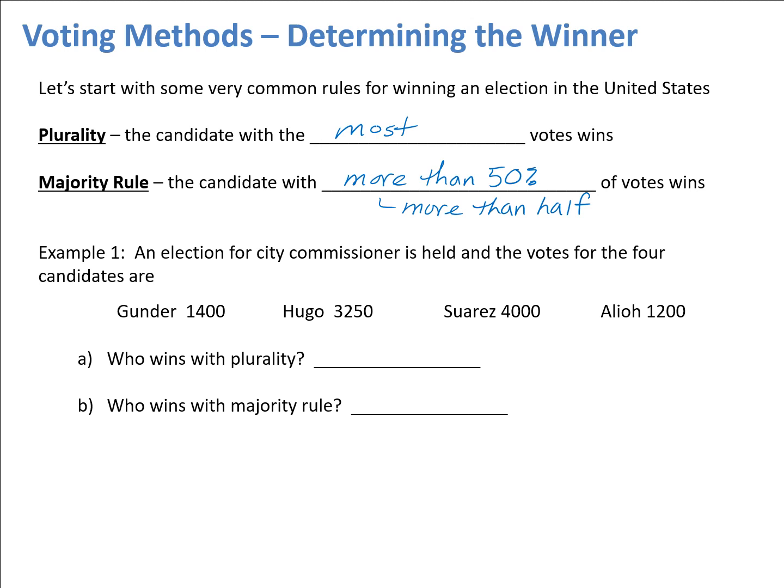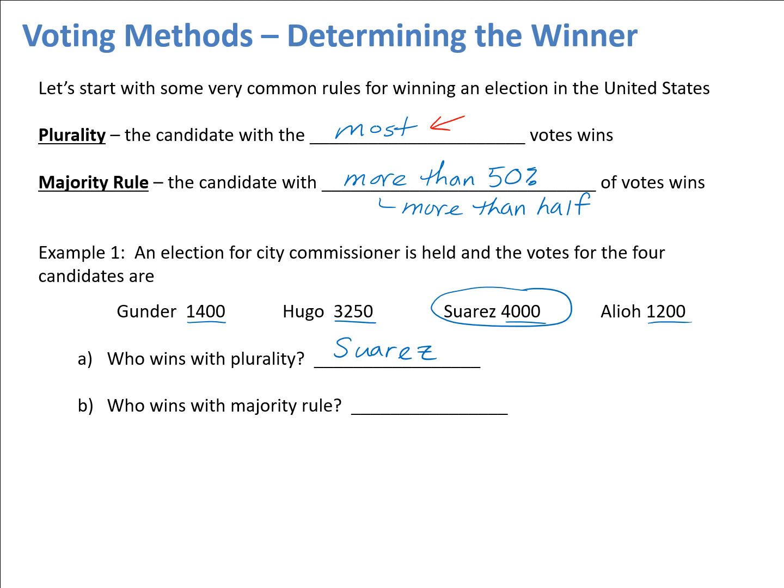Okay, so let's look at an example. An election for city commissioner is held, and the votes for four candidates are: Gunder gets 1,400, Hugo gets 3,250, Suarez gets 4,000, Aleo gets 1,200. Who would win with plurality? Well, plurality is all about who has the most votes. So when we look at who has the most votes, Suarez has more than anyone. So Suarez would win if we were looking at plurality.